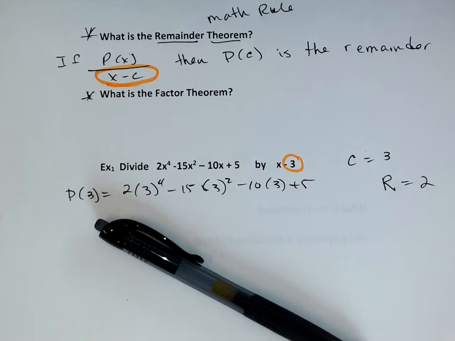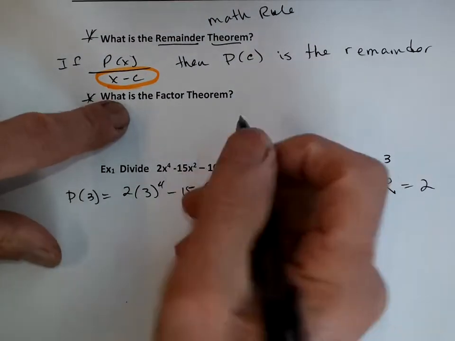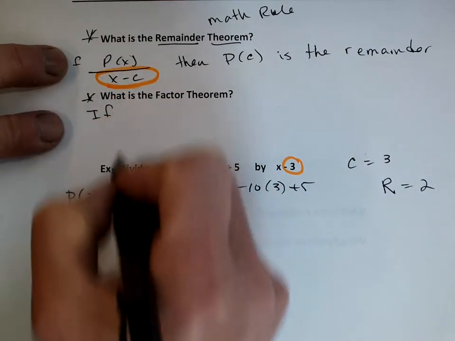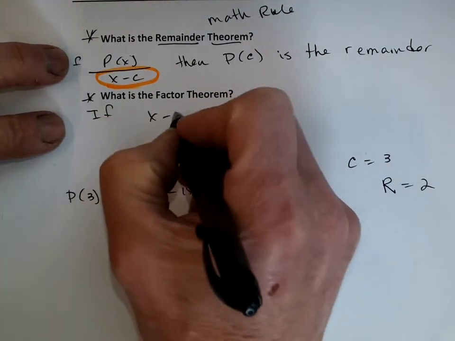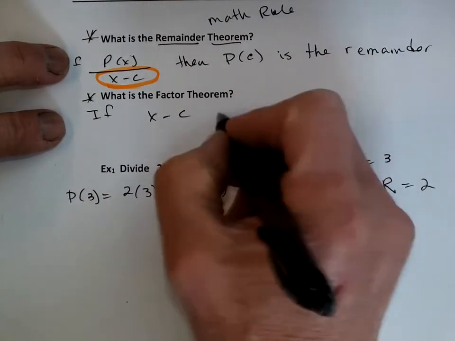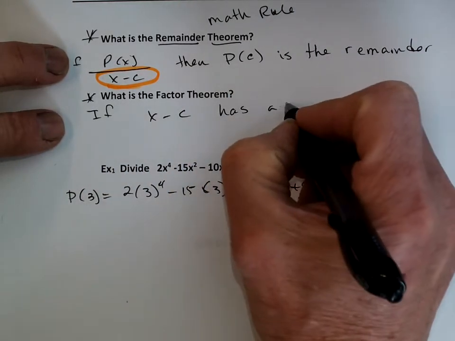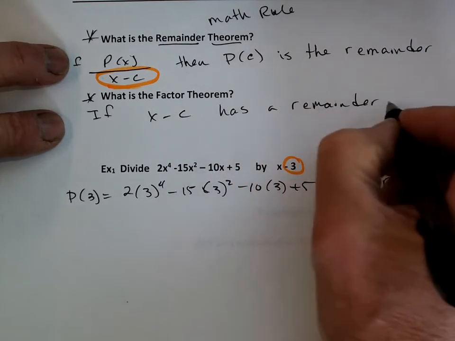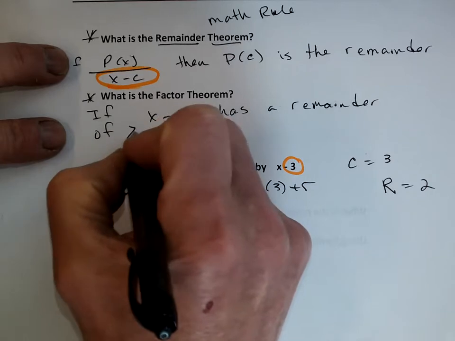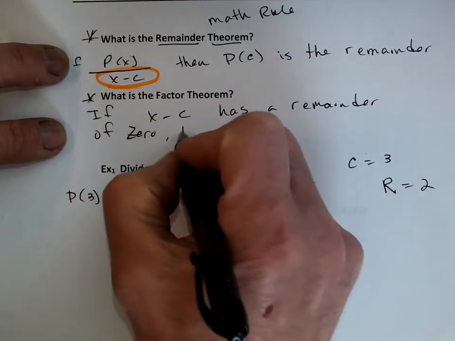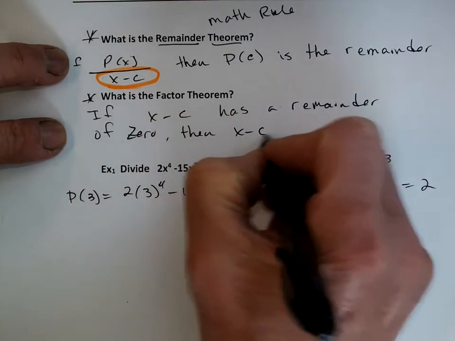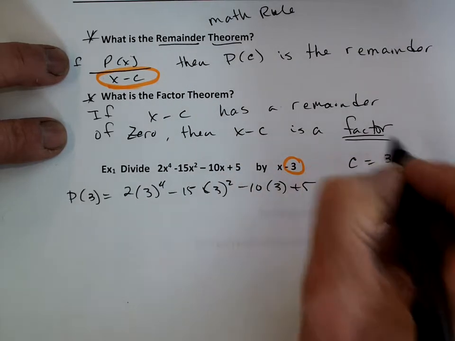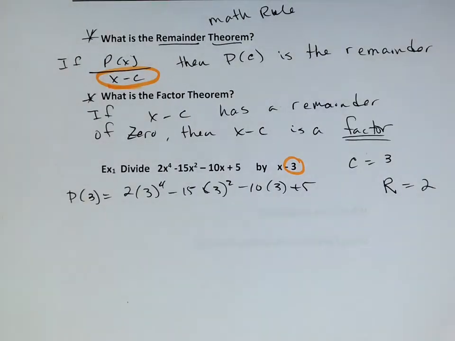So what is the factor theorem? The factor theorem says this. If x minus c has a remainder of 0, then x minus c is a factor. Okay, it's a factor. It goes in evenly. Remainder 0, right? Does that make sense?